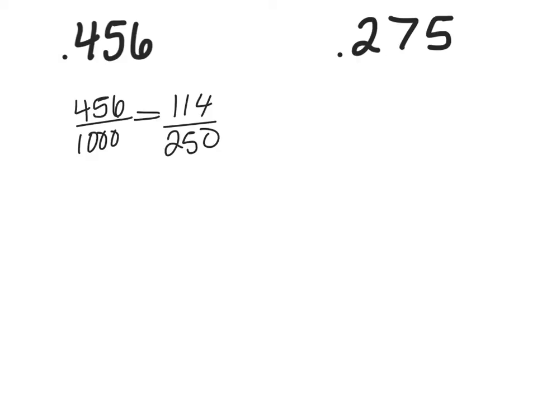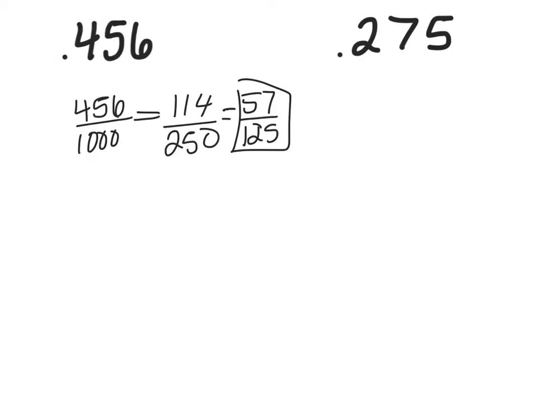Looking at those, I see that they're both still even numbers, so it gives me a hint that there's probably further reducing that can be done. So if I divide by 2, I end up with 57 over 125. If you look at that, I know 57 is an odd number. It's also a prime number. So that's as far as I can reduce that. So 57 over 125 is 0.456 as a fraction.